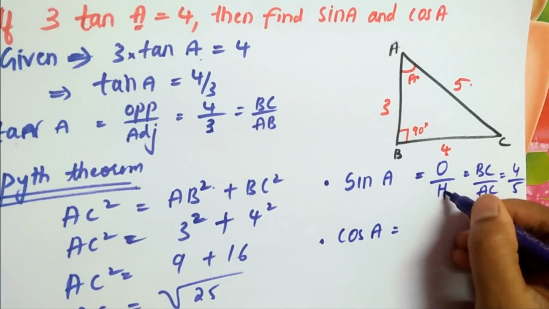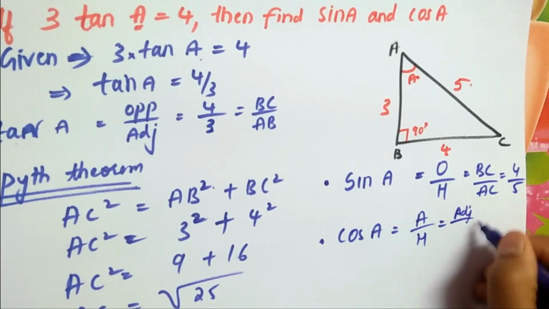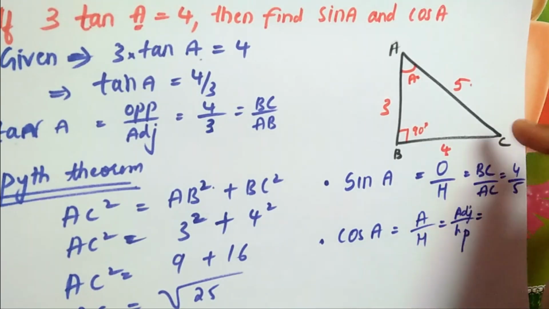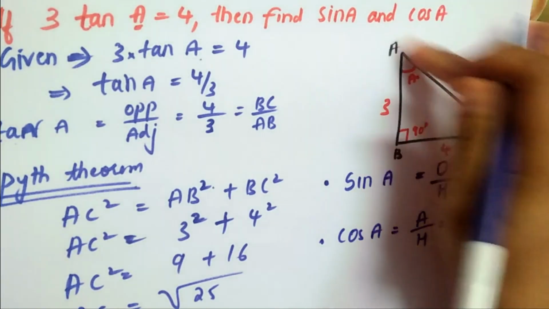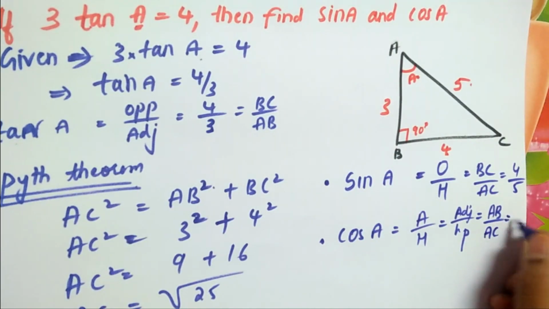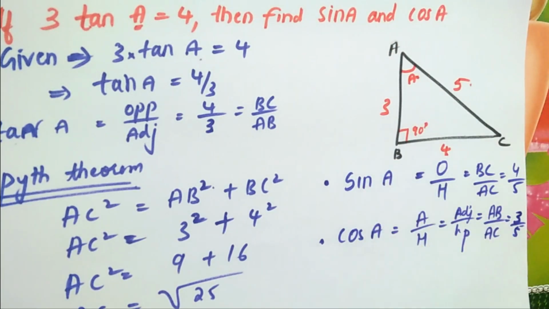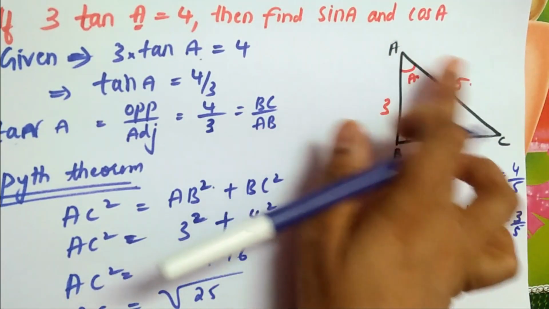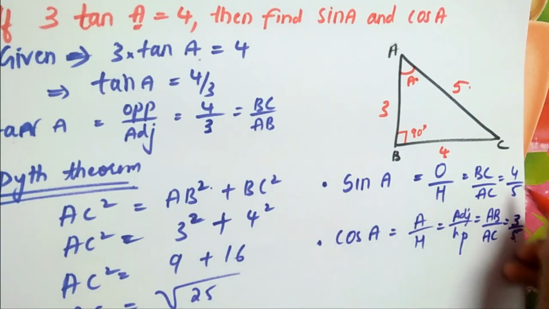Next is cos A. What is cos A? Old Harry, and it is nothing but adjacent by hypotenuse. What is the adjacent of angle A? It is AB, which is 3. What is hypotenuse? It is AC, which is 5. So we are getting 3 by 5. So this is the answer.